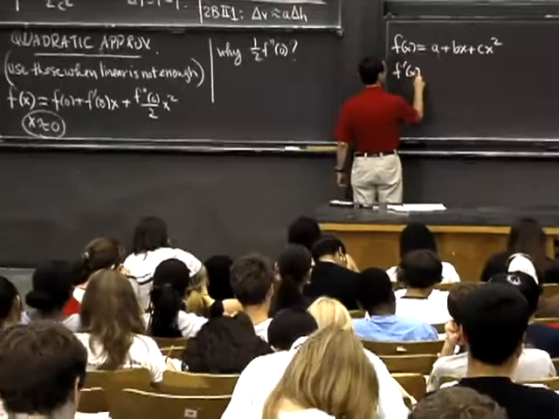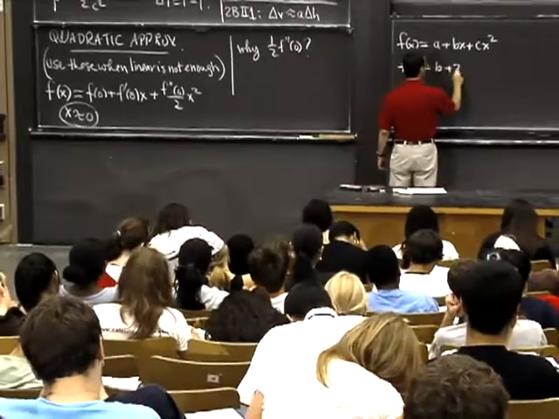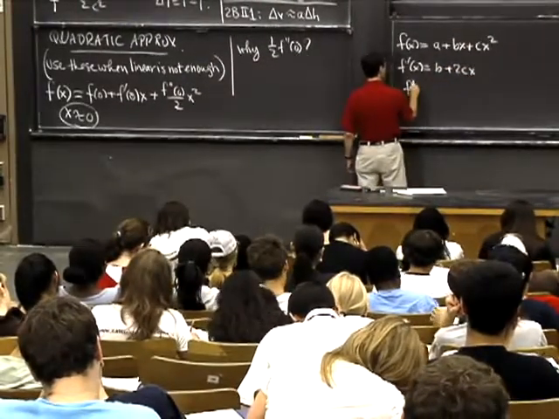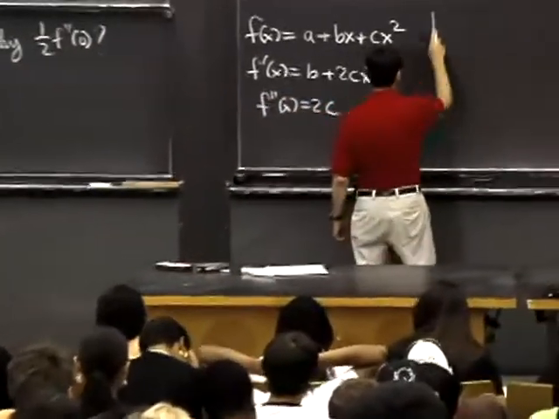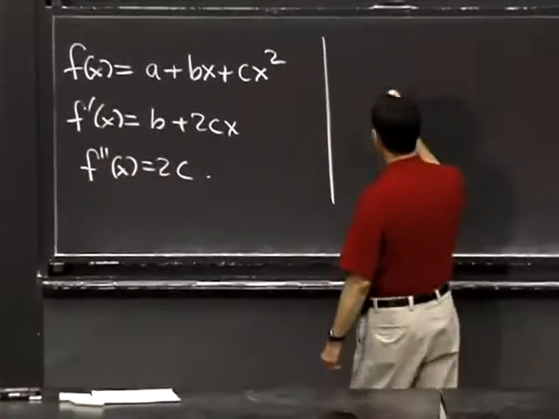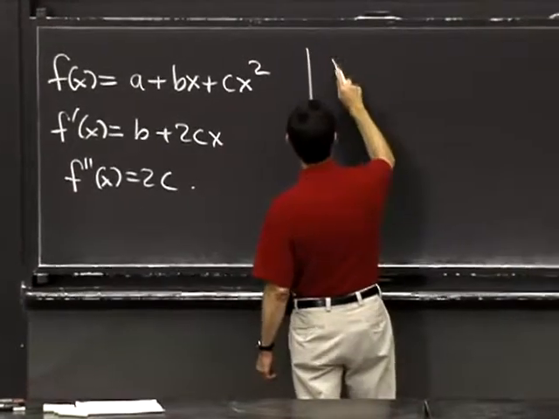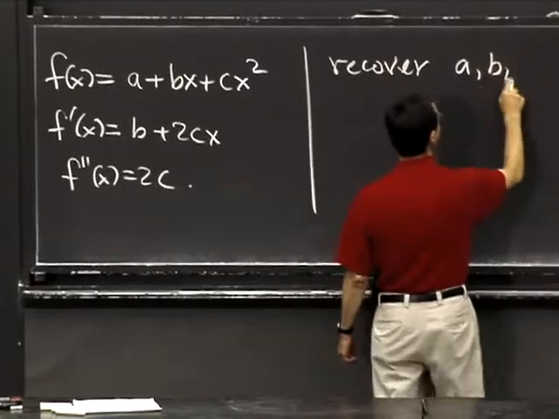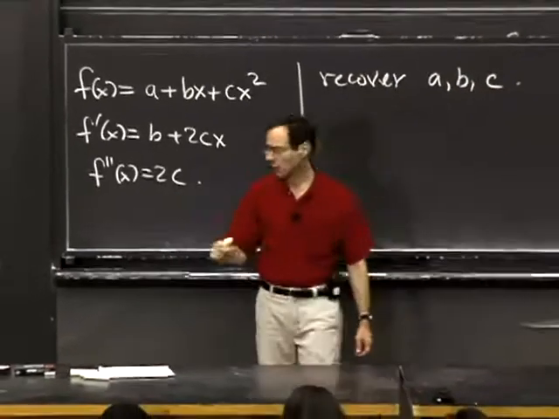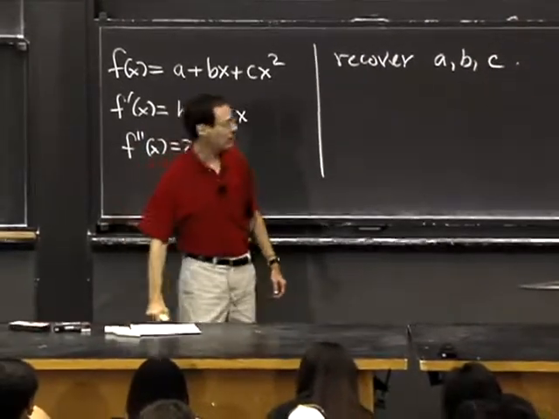If I differentiate, I get b plus 2cx. If I differentiate a second time, I get 2c. And now let's plug it in. Well, what is it that we want to recover? We want to recover these numbers a, b, and c using the derivatives evaluated at 0.